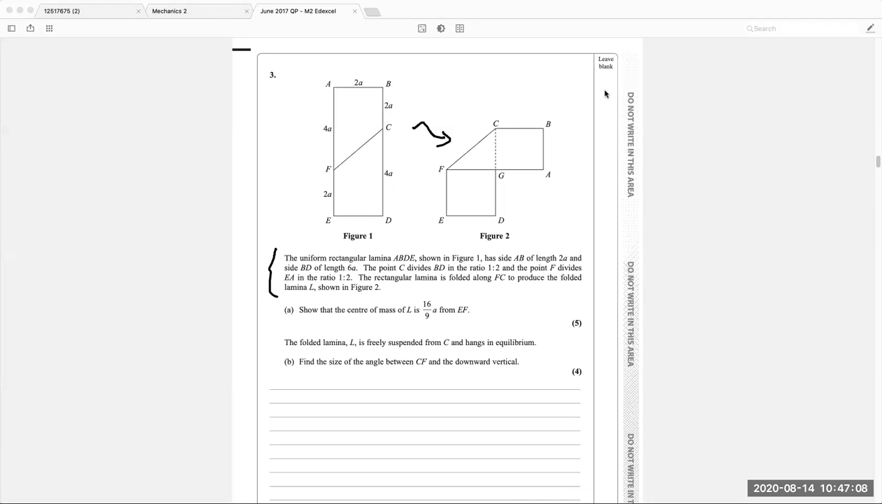I think it may be quite natural to let this one be the x axis, okay? And this one to be the y axis. I'm not sure how you cut the object into different parts. So I will cut it like two squares and two triangles, okay? For the lamina.